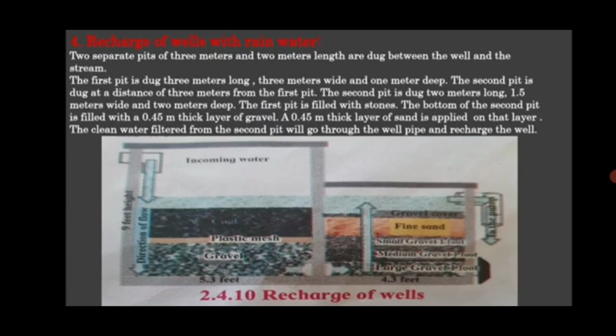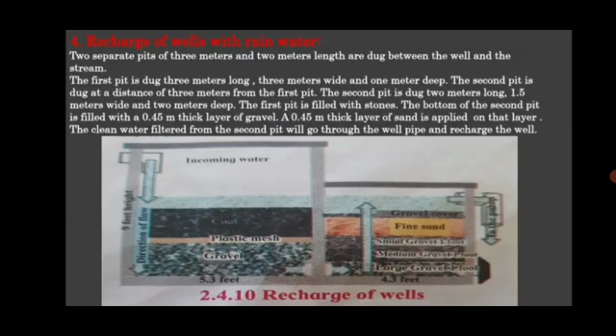Now there is a horizontal hole in the center of the first pit, and this pit is connected to the second pit by a 6-inch PVC pipe. Now the first pit is filled with stones. The bottom of the second pit is filled with a 0.45 meter thick layer of gravel. A 0.45 meter thick layer of sand is applied on that layer. Then it is filled with a 0.45 meter thick layer of fine sand and a 0.15 meter thick layer of coal is spread on it. The pit is connected to the well by a 4-inch PVC pipe from the bottom.